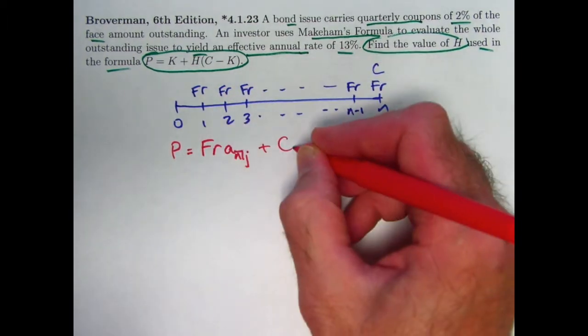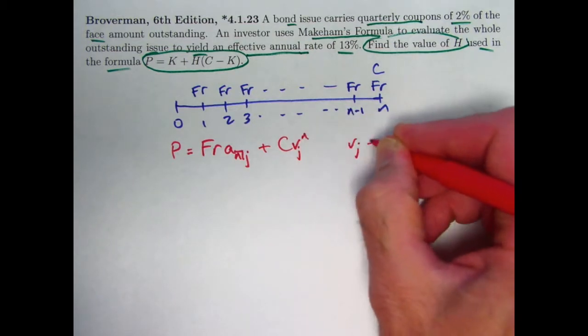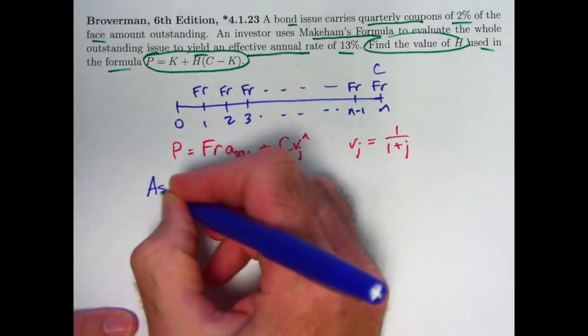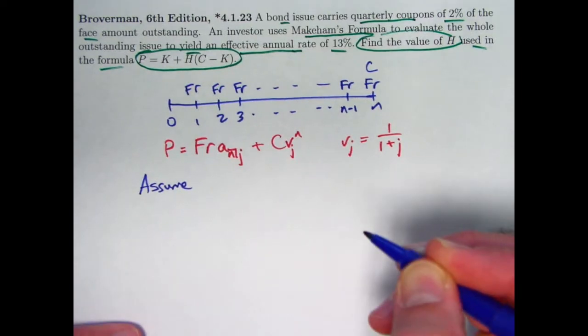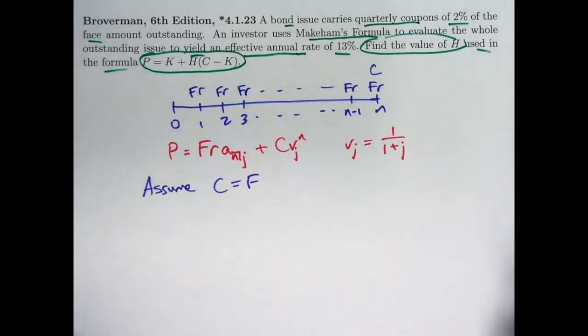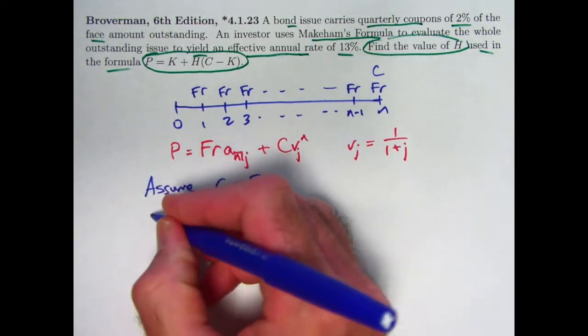We need to bring that back to time 0, so we multiply by the discount factor, V sub J to the N power. V sub J would be 1 over 1 plus J. Okay, that's the way we've typically thought about the bond prices. Now we're going to rewrite this by first of all making an assumption. I'm going to assume in this video, as we usually do, that C equals F, the redemption amount equals the face value, as it usually does. Very soon, maybe even the next video, we'll consider situations where the redemption amount is not the same as the face value. So that's one assumption I'm going to make.